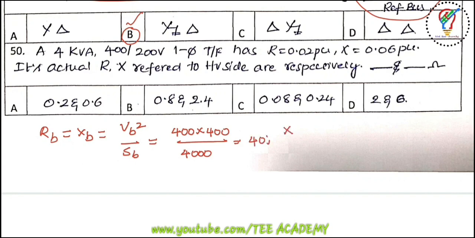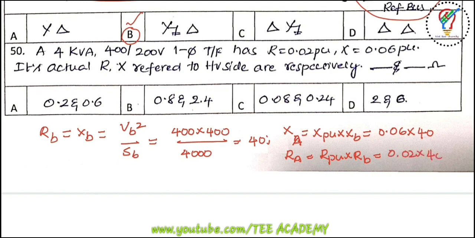Now the X value and R value you want. So X actual is equal to X per unit into X base. So how much here? X per unit is 0.06 into 40. Similarly, R actual value is equal to R per unit into R base, 0.02 into 40. Now we'll get the answer. Just solve this, and simply you'll get the answer as B. Okay, so B is the right option here.